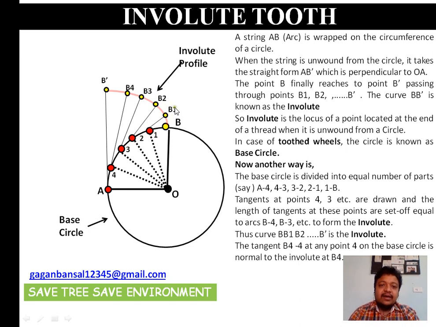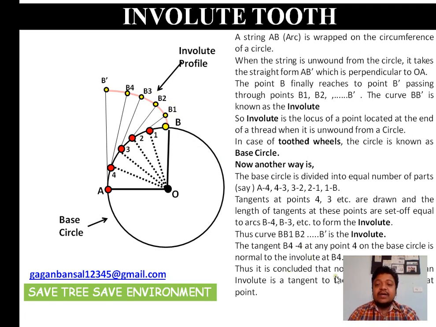Clear? Thus it is concluded, very important, that the normal at any point of an involute is a tangent to the base circle from that point. That is, if we draw a normal on this involute profile, all the normals at points of the involute are tangents to the base circle. Those normals will pass through the base circle and will be tangent to the base circle.